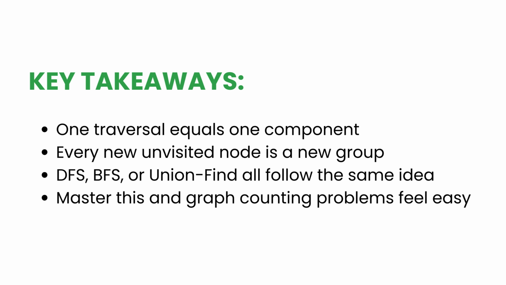The key takeaway is: one full traversal equals one component. Every new unvisited node signals a new group. Whether you use DFS, BFS, or Union-Find, the idea is the same, and once you've got this down, graph counting problems start feeling easy.